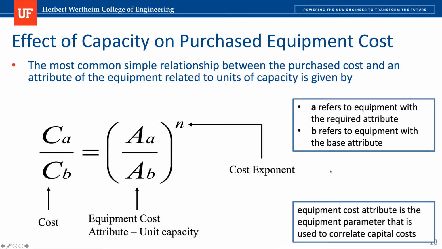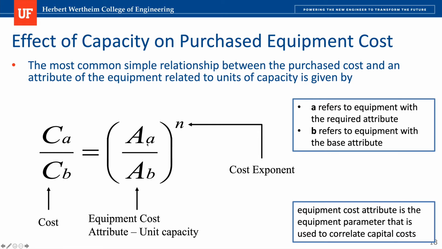For the first effect, the capacity on the purchased equipment cost, this is the C_P. Basically, what we can do is use a simple relationship between the purchase cost and an attribute of the equipment related to units of capacity. And this can be related by comparing the cost of the equipment that you need the capacity for to the cost of the equipment that you already know information of.